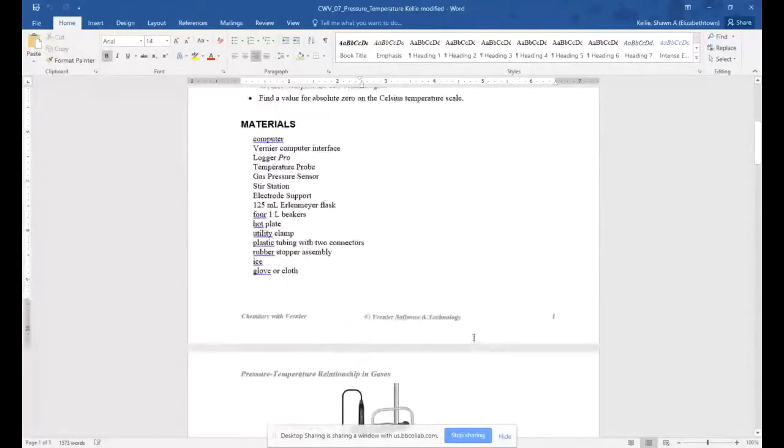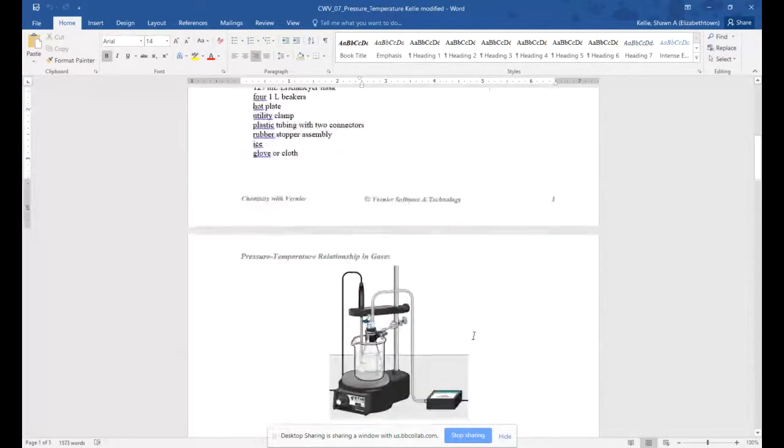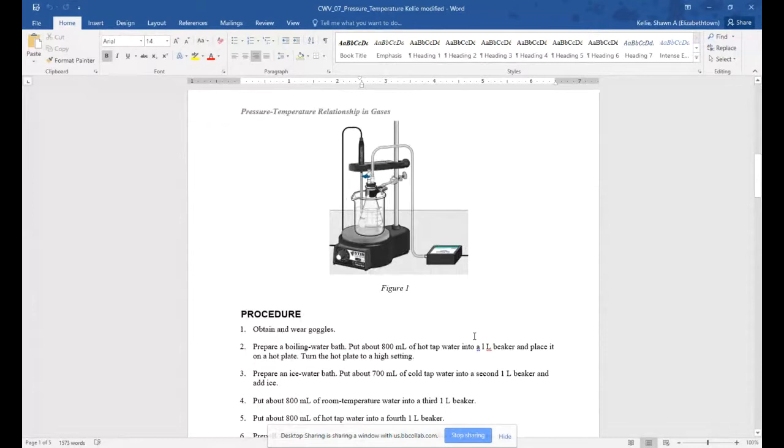All right, so now you should be looking at the pressure-temperature relationship in gases prelab with me here. Let's go through it real quickly. In this lab, you're going to be holding your number of moles of gas constant. Your number of moles of gas isn't going to change, and the volume occupied by those moles of gas isn't going to change. Those two variables are being held constant: volume of gas and amount of gas, number of moles.